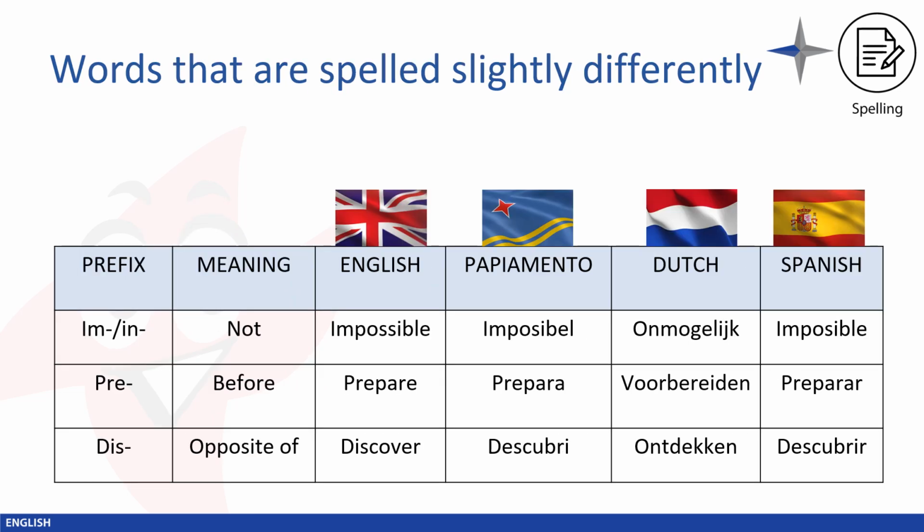Here we have words that are spelled slightly differently. So, for example, the meaning "not" with im or in as a prefix. So, impossible, impossible. And in Dutch it is quite different, onmogelijk. And in Spanish, imposible.